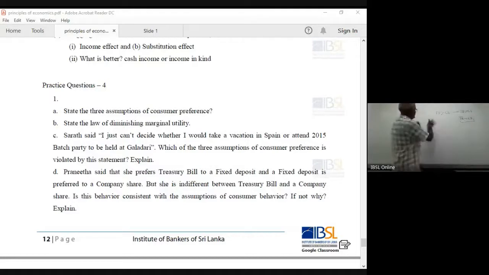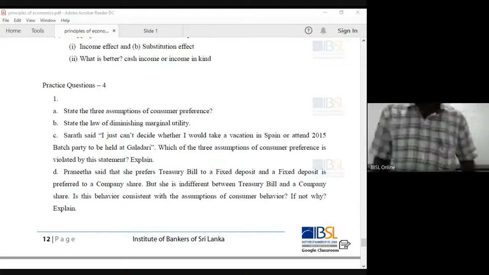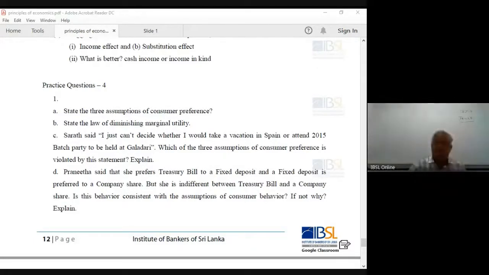If this is the case, we agree this should be the case. Now she says between treasury bills and company shares she is indifferent. No. Then the axiom of transitivity is violated. Transitivity is violated. That is the problem.